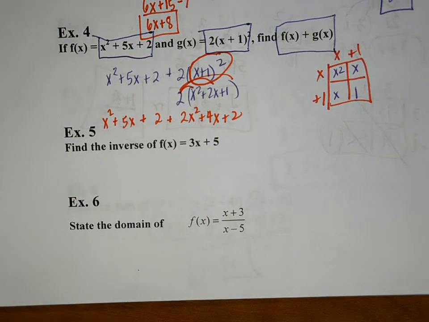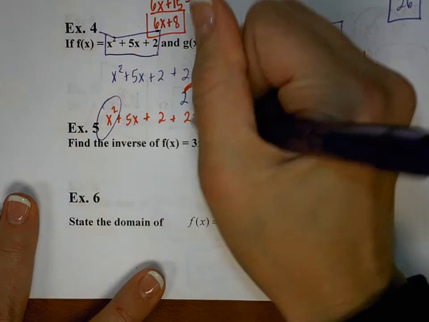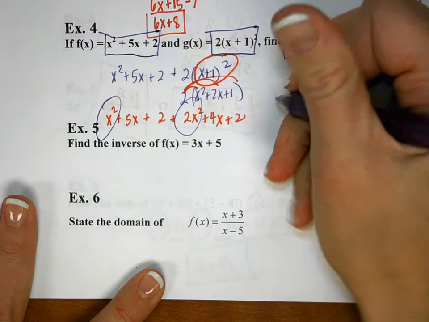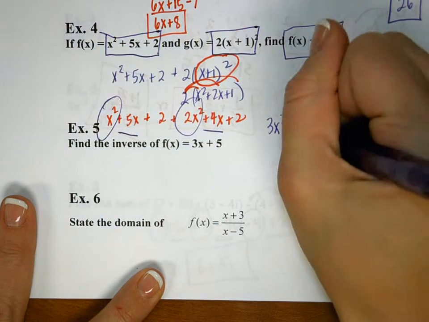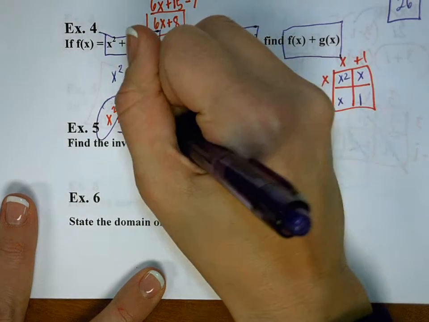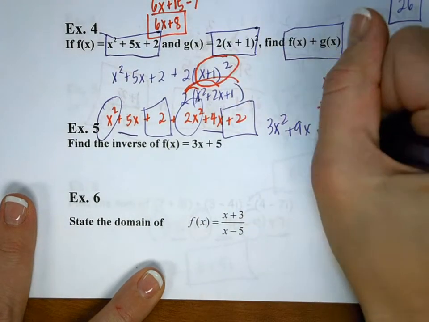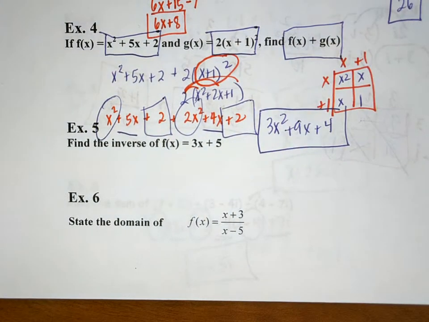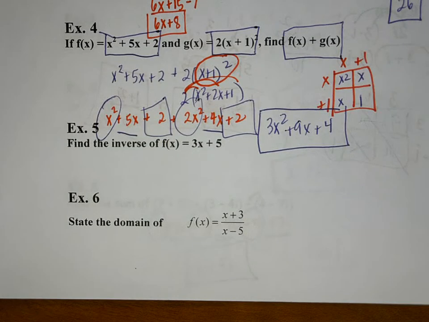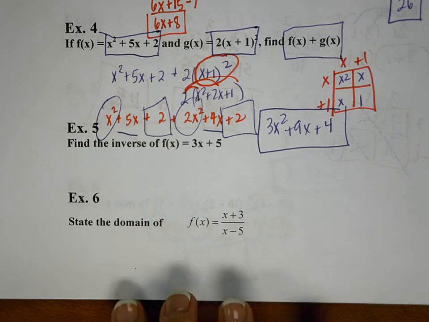And then all we do is combine our like terms. So x squared and 2x squared makes 3x squared. 5x and 4x makes 9x, and 2 and 2 makes 4. Okay. Questions?